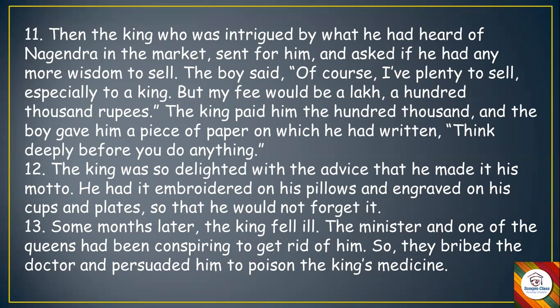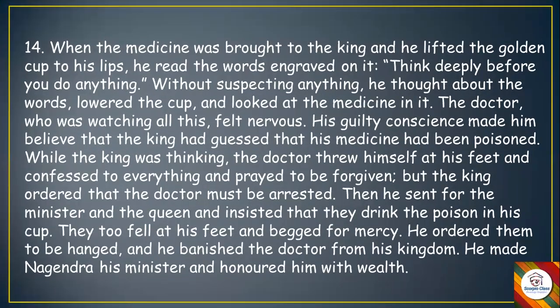So what they did, they bribed the doctor. They gave some extra money, corrupted the doctor, and told him to put poison in the king's medicine. Now, when the medicine was brought and given to the king, he lifted that golden cup to his lips and started reading the words engraved on it. He started thinking about that. Think deeply before you do anything.